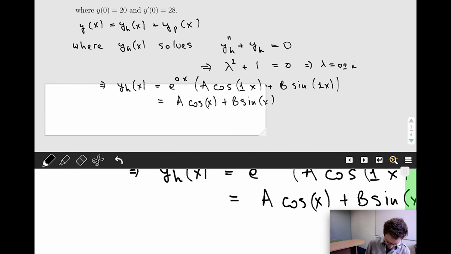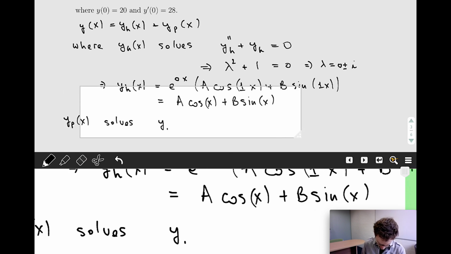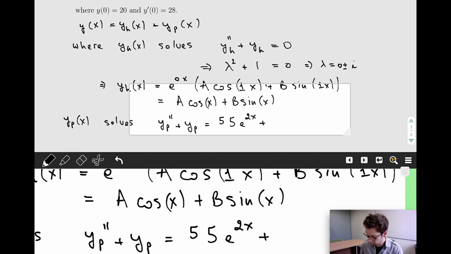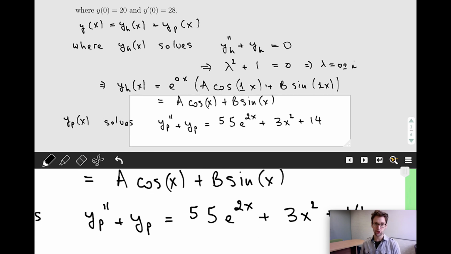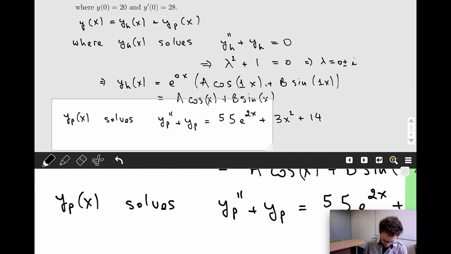Let's go take a look at the particular solution. So y_p of x solves the full non-homogeneous differential equation. So we said that that was 55 e to the 2x plus 3x squared plus 14. Now I need to choose or make an educated guess for what that particular solution might be.